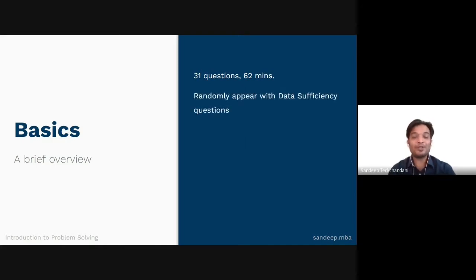Problem solving questions randomly appear with data sufficiency questions. Basically, in the exam, please don't expect that you will have a series of problem solving questions followed by a series of data sufficiency questions. No, that's never the case. Problem solving questions will always be intermingled or interspersed with data sufficiency questions.